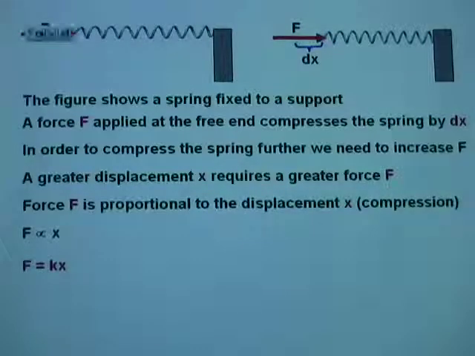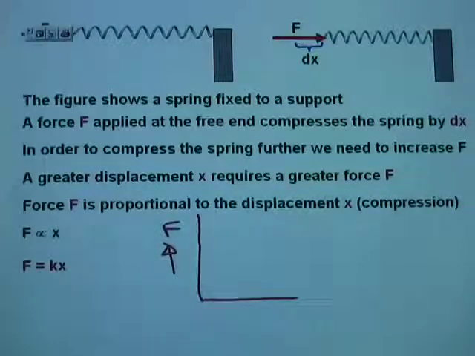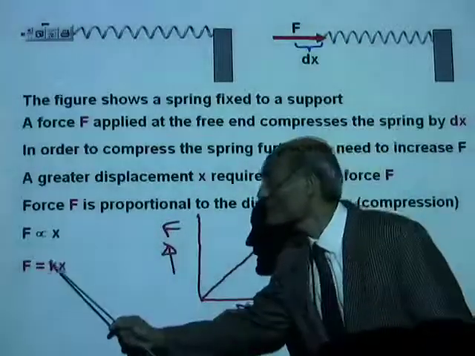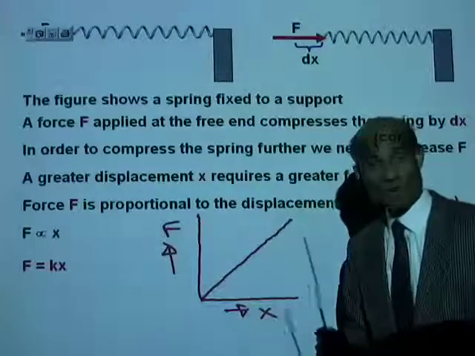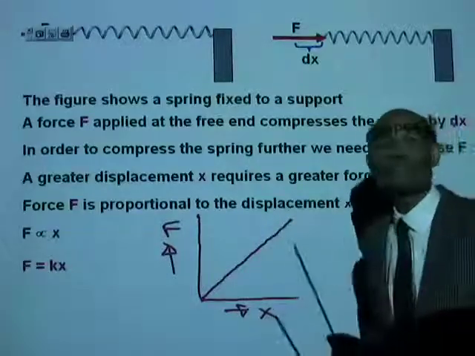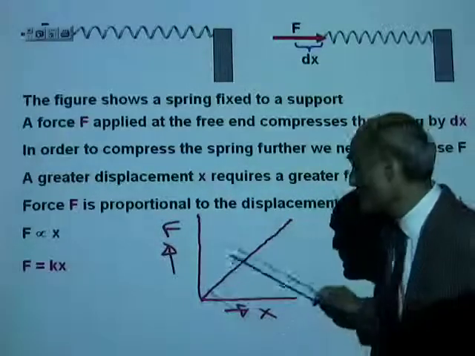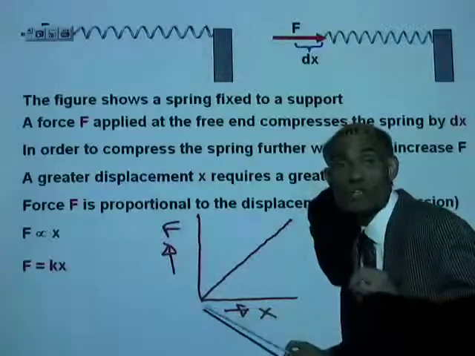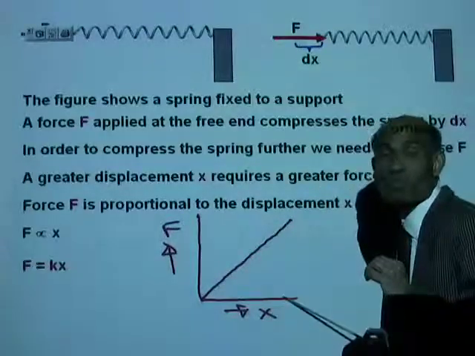Well, that graph will look like this. If I draw a graph of the force F on the vertical axis and displacement on the horizontal axis, it will be a straight line through the origin. Now what will be the slope of this graph? The slope of this graph will be k, the spring constant. Alright, now tell me, if I measure the area under this graph, what will that area give me? The area under the graph will give me the work done by this force in producing a certain displacement x.